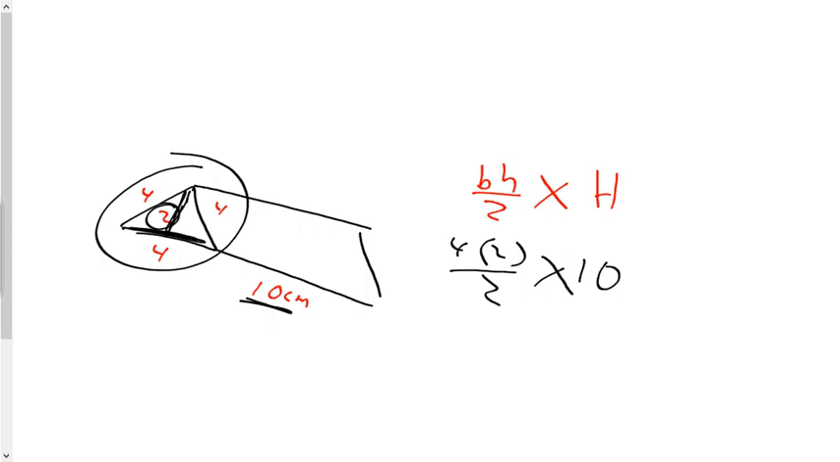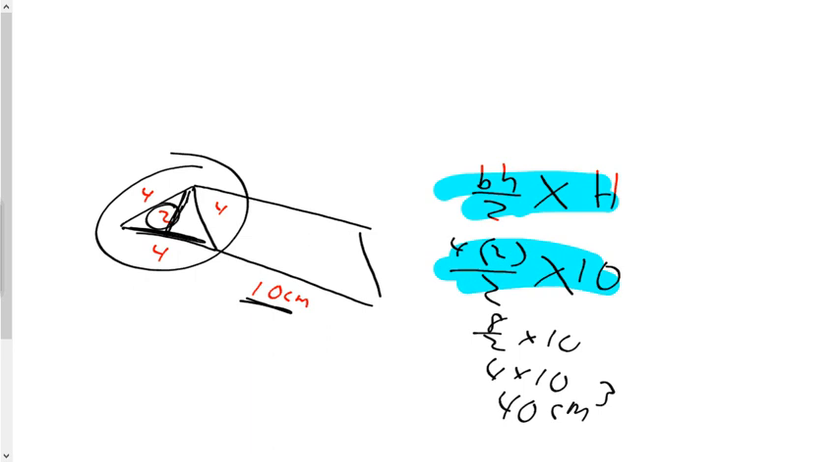I would say half of you had 2 for the height of the prism, or 4. Definitely not 10. So 8 divided by 2 times 10, or 4 times 10, means the volume of that triangular prism is 40 cubic centimeters. Again, formula, substitute, simplify, answer.